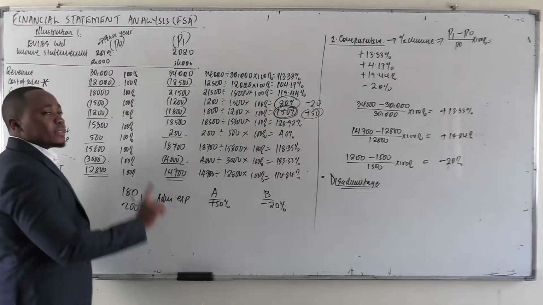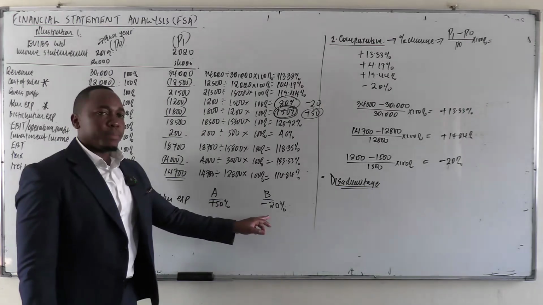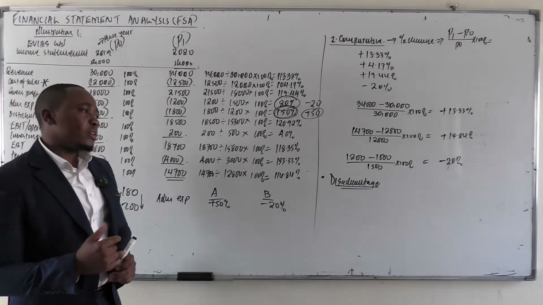When your expenses increase, you expect your profit to reduce. So in terms of financial statement analysis, as a stakeholder, you prefer company B. Why? Because they are trying to save on cost. And when they save on cost, you expect them to increase profit.